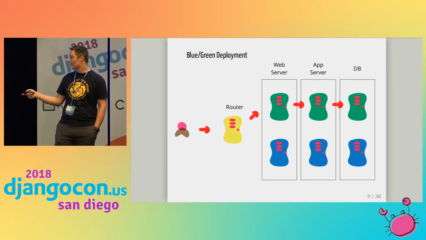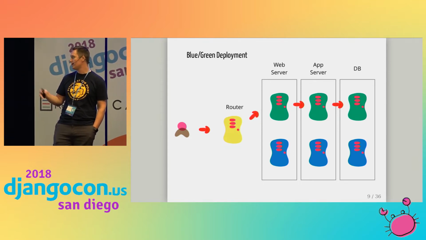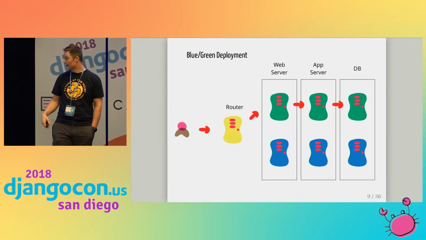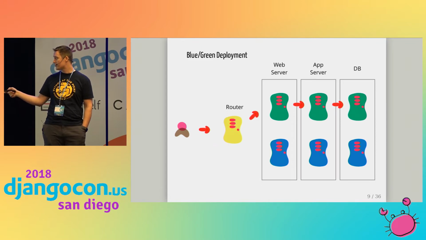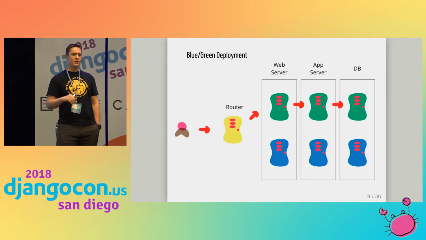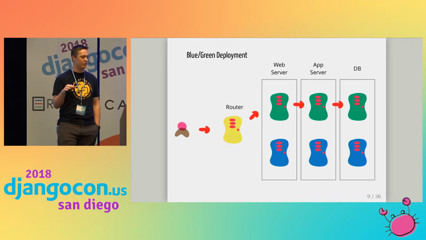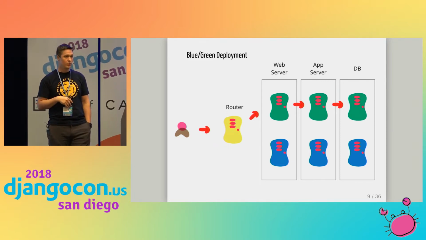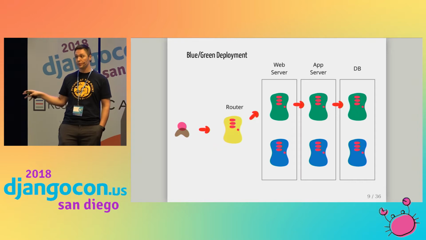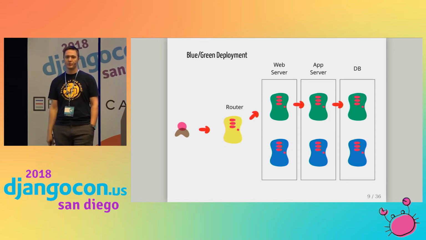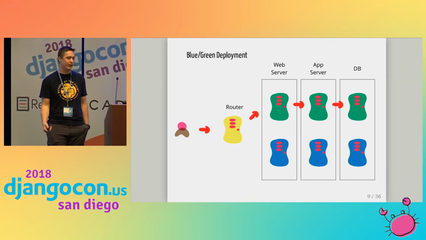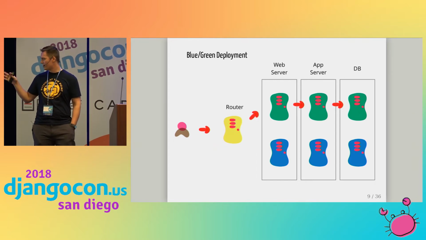You have a router of some sort. Specifically, I've left this generic. It could be a load balancer. It could be DNS. It could be many things. And then when you deploy, you just change this arrow and point it to blue. So basically, you have all your production stuff running on green. You deploy everything that you want to deploy to blue, and then you flip the switch. That's a blue-green deployment.